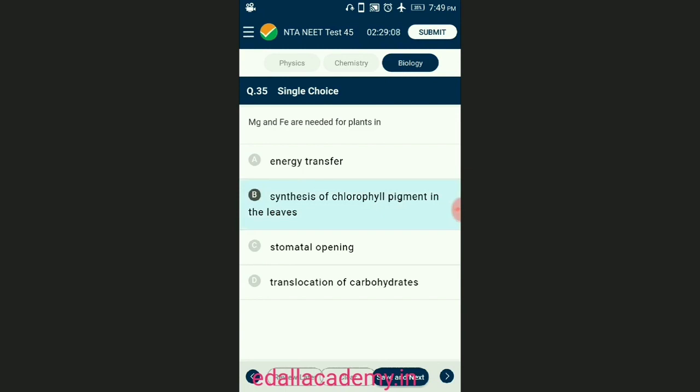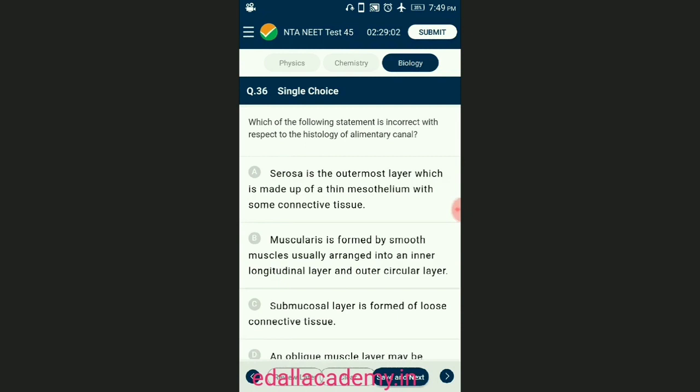Question number 36. Which of the following statements is incorrect with respect to histology of the alimentary canal? In the histology of the alimentary canal, the muscularis is much thicker because it is large and heavy and requires more force to push along. The outer longitudinal layer of the colon thins out into three discontinuous longitudinal bands known as taenia coli, that is, bands of the colon. Muscularis is formed by smooth muscles usually arranged into an inner circular layer and an outer longitudinal layer. From the given four statements, the incorrect one is option B.